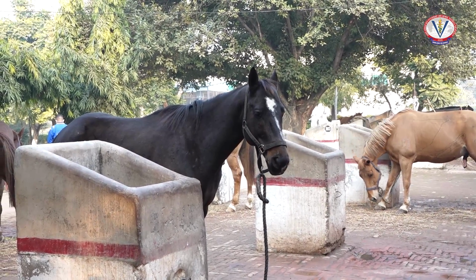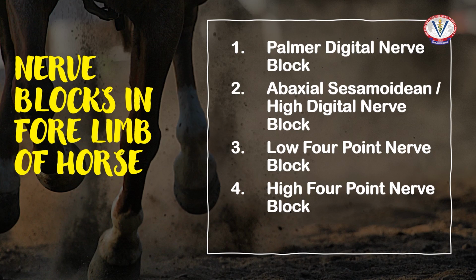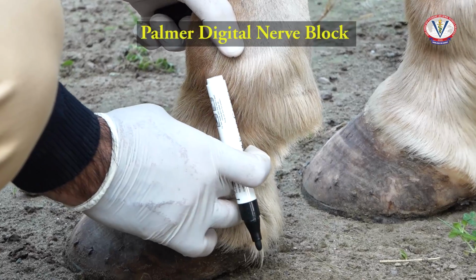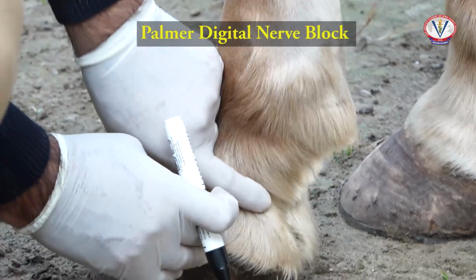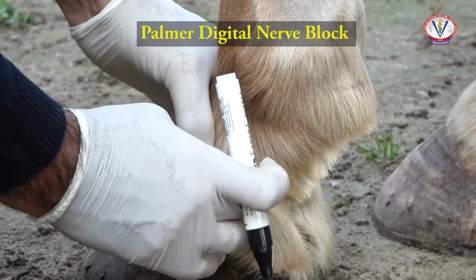the limb, and these 4 nerve blocks are palmar or plantar digital nerve block, abaxial sesamoidian nerve block or high digital block, low 4-point nerve block and high 4-point nerve block. First of all, a clinician starts giving the palmar or plantar digital nerve block.